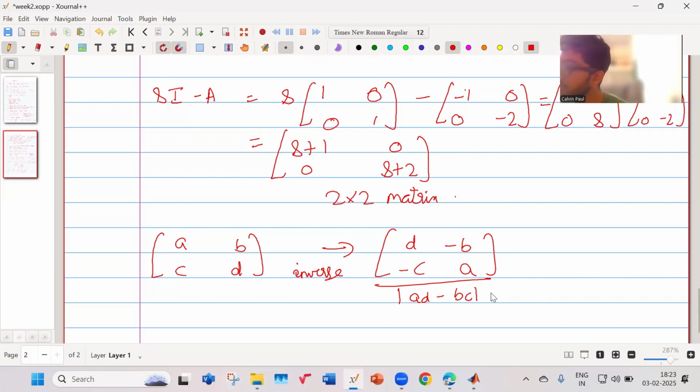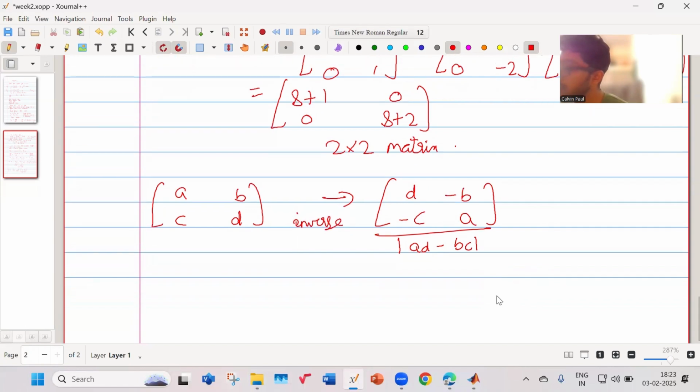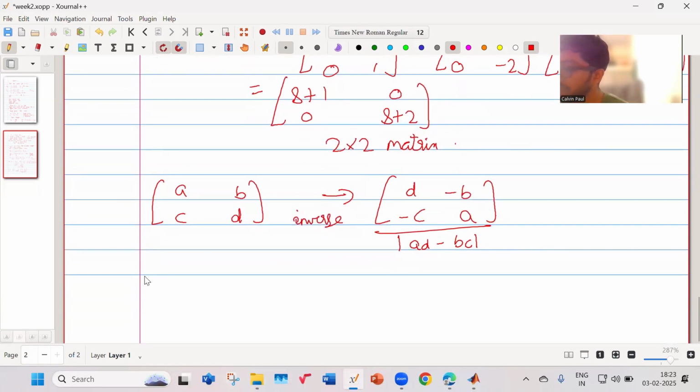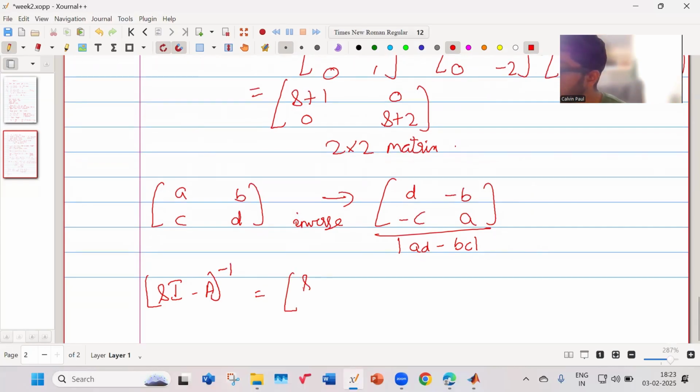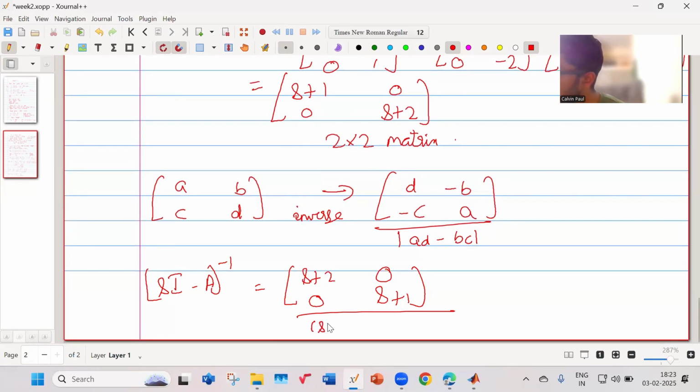Okay, so now what do we have to do? We have to use this formula to find the inverse of sI minus A. So we just interchange D and A, so this will be s plus 2, s plus 1. And since the off-diagonal elements are 0, it is s plus 2, 0, 0, s plus 1, divided by the determinant, that is A into D minus B into C. So it is (s plus 1) into (s plus 2) minus 0.